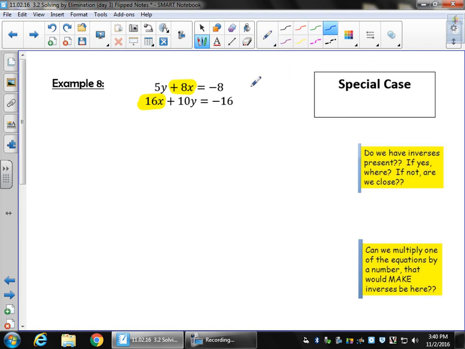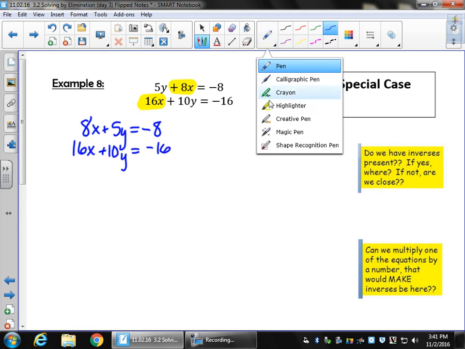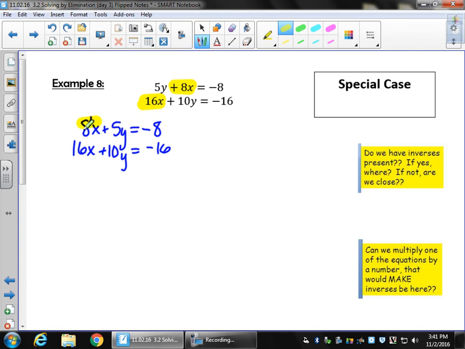I choose to rearrange the first one. So that will be 8x plus 5y equals negative 8. I can leave the second equation alone: 16x plus 10y equals negative 16. Let's check. Are we all set? Here's 8x, here's 16x. Yes, my x's are lined up, my y's are lined up.